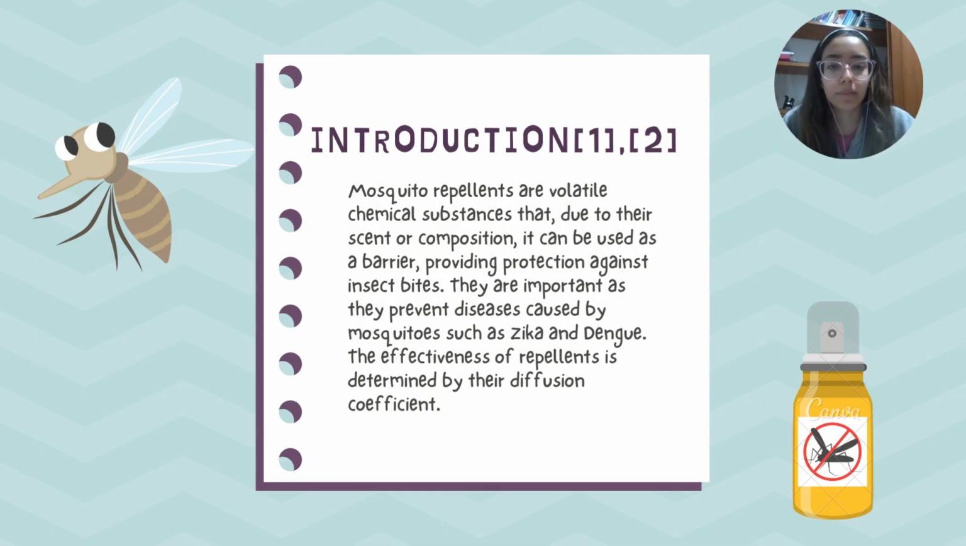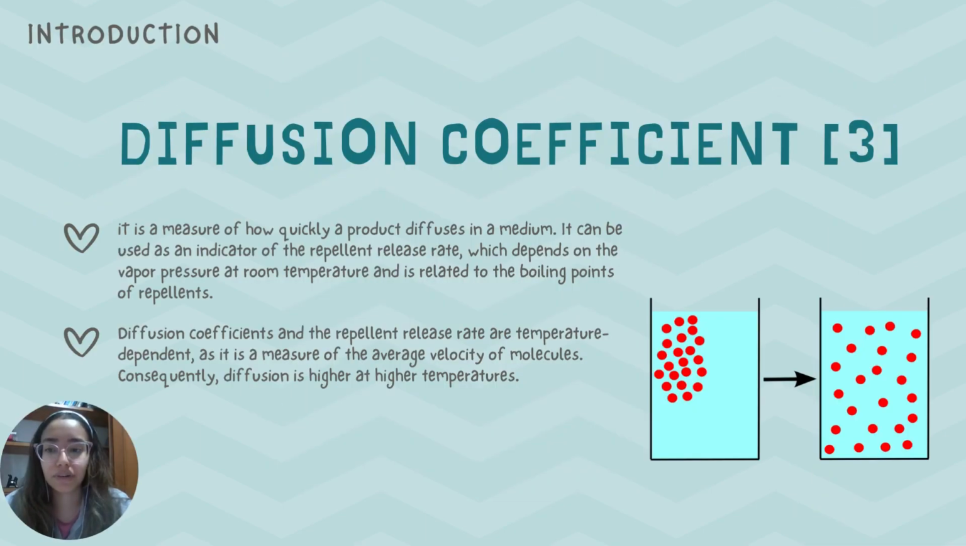Mosquito repellents are volatile chemical substances that, due to their scent or composition, can be used as a barrier, providing protection against insect bites. They are important as they prevent diseases caused by mosquitoes such as Zika and dengue. The effectiveness of repellents is determined by their diffusion coefficient. The diffusion coefficient is a measure of how quickly a product diffuses in a medium.